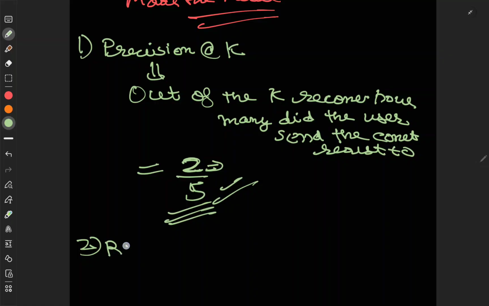Second would be recall at k. Here recall would mean how many of all possible new connections did we cover in the top 10 or top k. So for example, what does this mean?